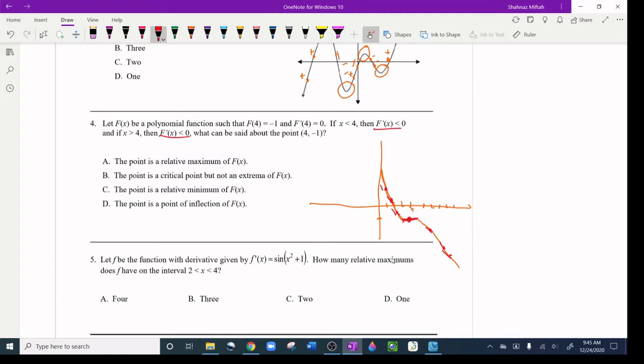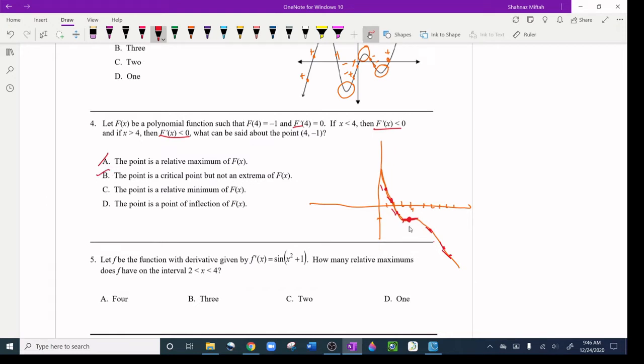What can be said about the point (4, negative 1)? Looking at this one, when I draw tangent lines up here, I can see the slope is 0 here. That's what it means. The slope is 0. When I draw a tangent line, it's 0. I can say it's not a relative maximum because I'm not changing any signs from positive to negative or negative to positive. So there is no extrema here because these are all negative slopes. So that one doesn't work. The point is a critical point, but not an extrema.